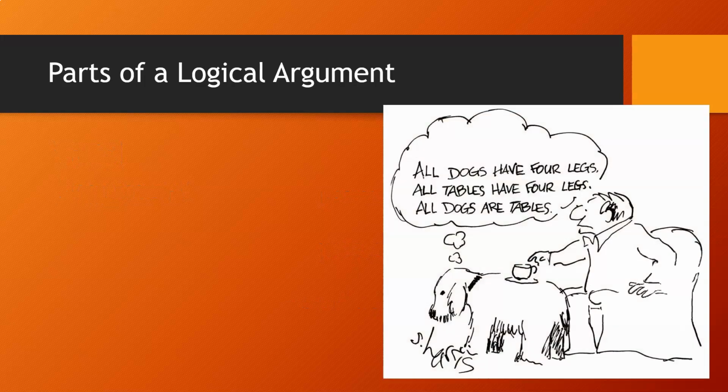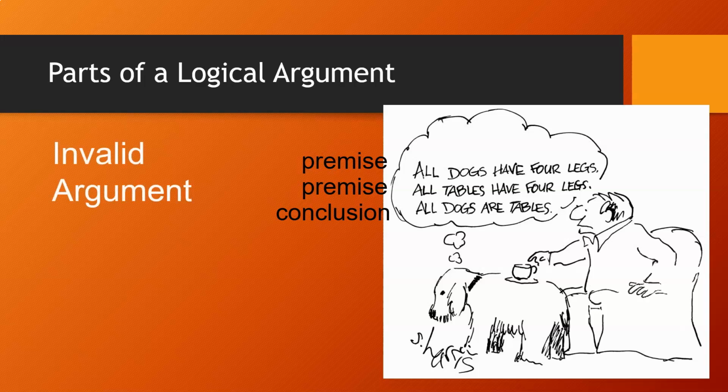On the other hand, here's an example of an argument that contains some words. So, all dogs have 4 legs is a premise. All tables have 4 legs is a second premise. Therefore, our conclusion is all dogs are tables. This is an example of an invalid argument. It's an argument that might be true under some conditions, but it isn't always true. In other words, you might have a dog that's perfectly willing to act as a table, but probably not all dogs are willing to act as tables.